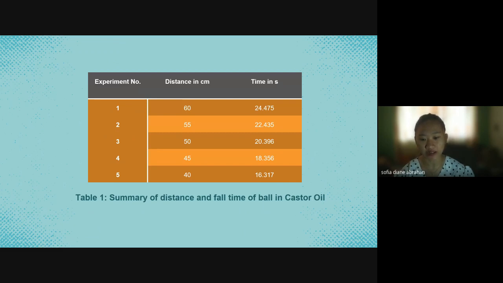Lastly, for trial 5, we obtained 16.317 seconds as the time fall for the 40 centimeter distance.